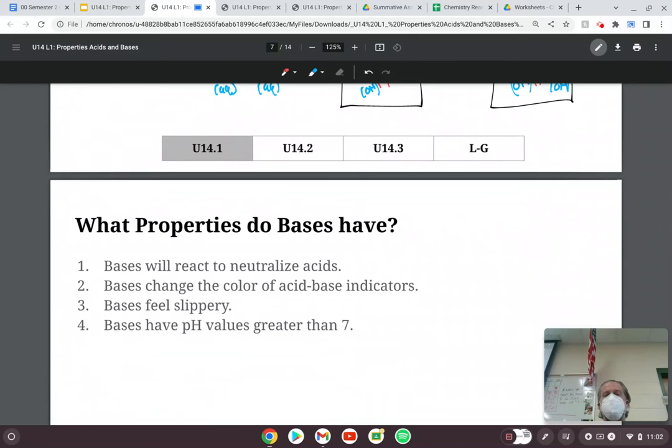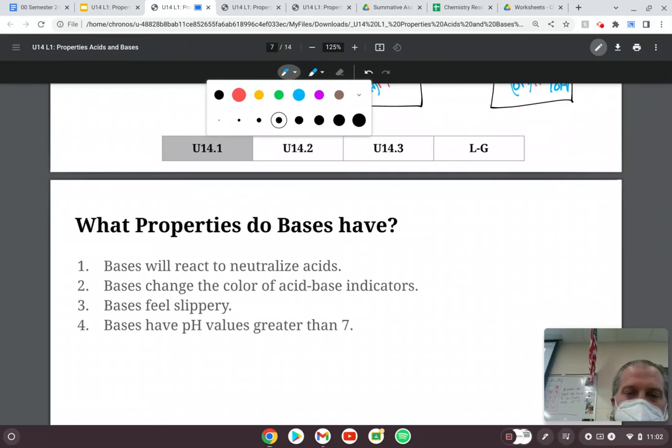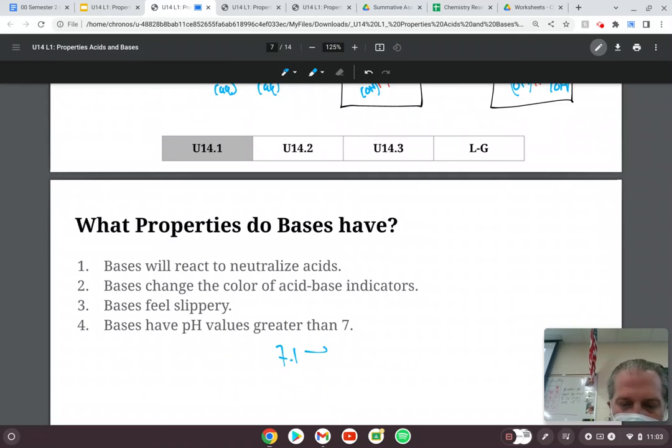So what are some properties of a base? Bases will react to neutralize acids, and I'll show you that in a moment. We talked about that just before, where they become neutral with water. Bases will also change the color of acid-base indicators. I'll show you that in a minute. Bases tend to feel slippery on your fingers, and they have a pH value greater than 7. So with a base, anything from 7.1 up to 14 would be the pH range.